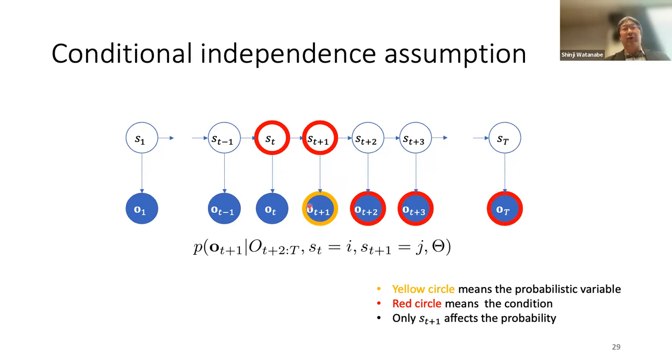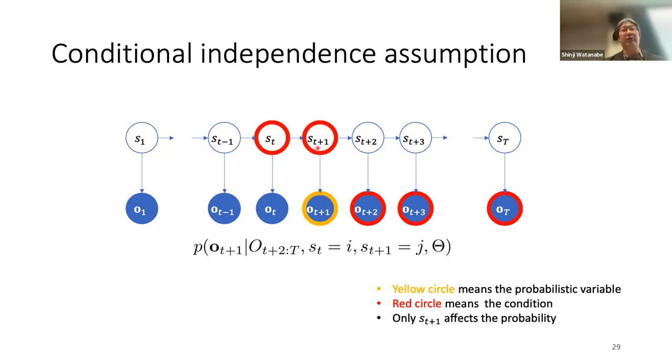Again, the OT plus two to OT, they are not depending on the previous feature, right? HMM in general, just kind of depending on the observation from the state. And the second, ST plus one, this one depends on OT plus one, right?